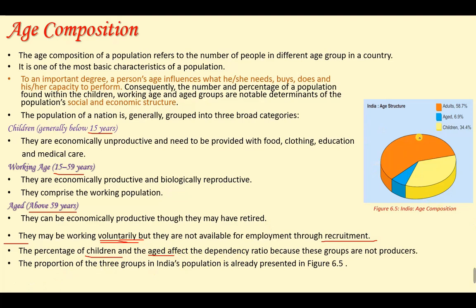Here in this pie chart you can see that children are 34.4%, aged people 6.9%, and adults 58.7%. The maximum portion of our country's population falls in the adult age group, meaning the working age group. That is why our economy is referred to as having the most productive population in the world.